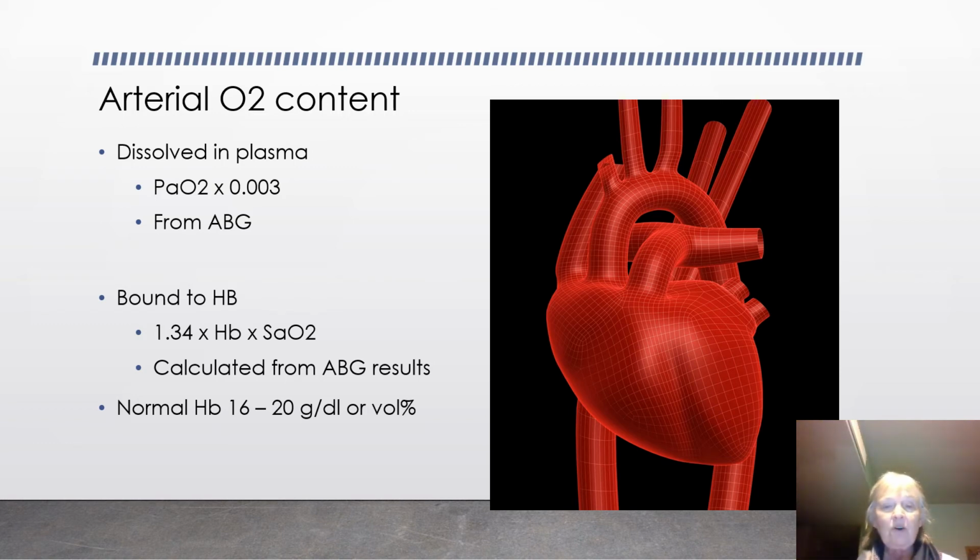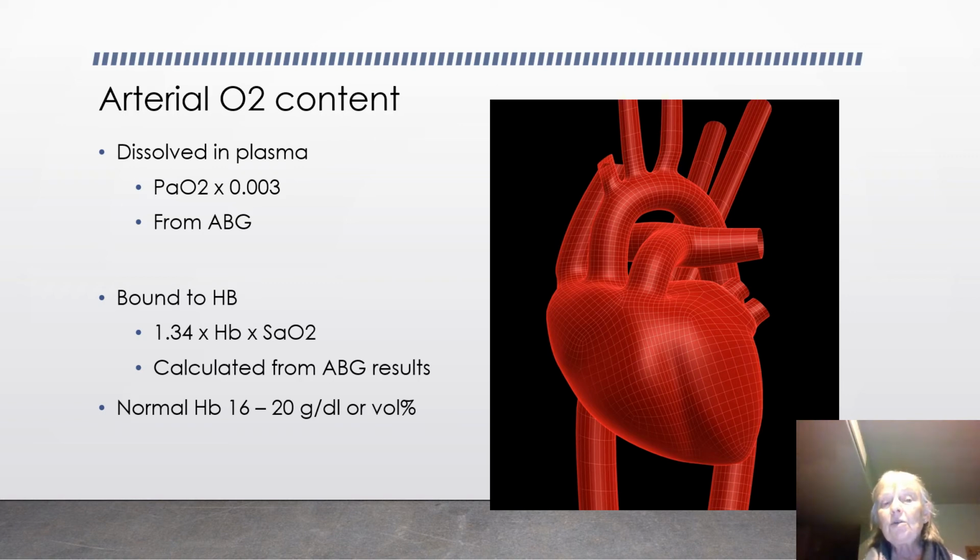And remember, the two formulas, they don't change. It doesn't matter if you're doing the CCO2, which is your capillary content, which is your P big AO2. Doesn't matter if you're doing the arterial O2 content, which is what we have up here on the slide, nor does it matter if you're doing the CVO2, which is your true mixed venous. The normal arterial O2 content is somewhere between 16 to 20 grams per deciliter, or vol percent. And vol percent sometimes is an easier measurement to remember.